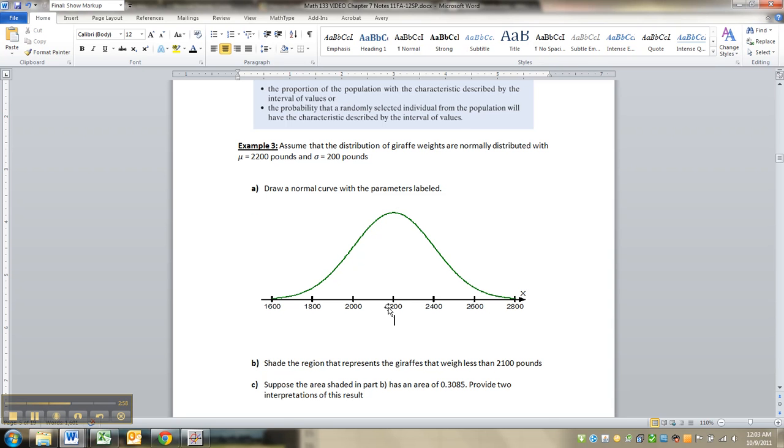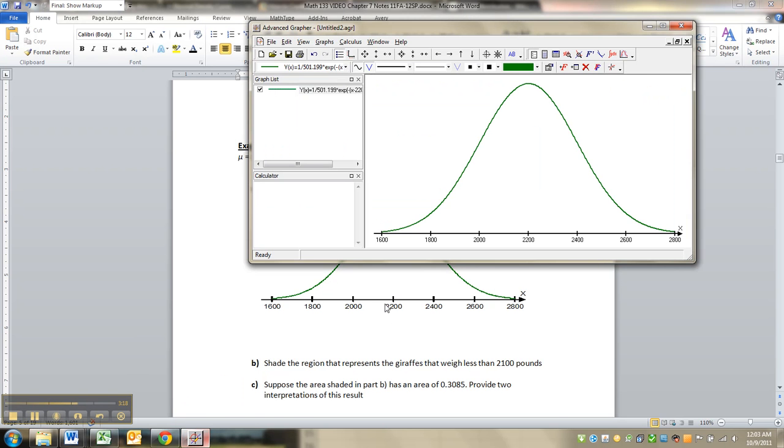I've got the 2200 in the middle because that's the mean, and then I've labeled off each of the standard deviations. Now, of course, the curve technically continues on, but it's so little you can't really see it. But it keeps going past 2800 and past 1600, just FYI. Now they want me to shade the region that corresponds to less than 2,100 pounds. So let me bring this graph up here so you can see it a little bit better.